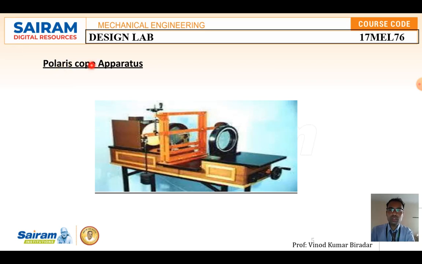So this is a circular polariscope. This is the circular polariscope experiment, and this is the monochromatic light. When you switch this on, in between these two you keep the photoelastic specimen. We are going to show you that in the videos, and also live.